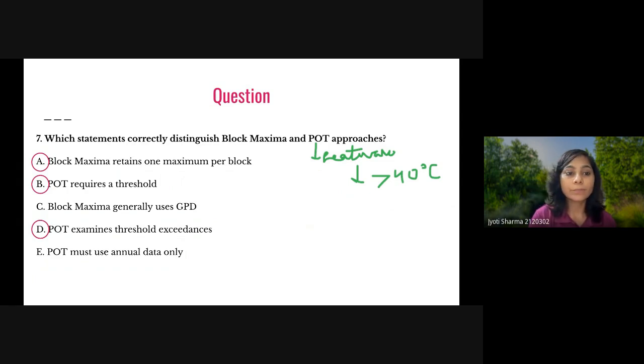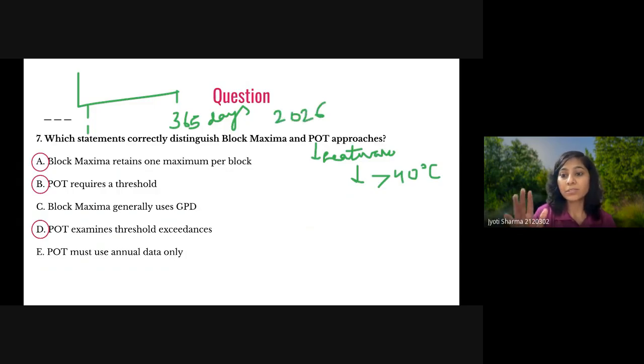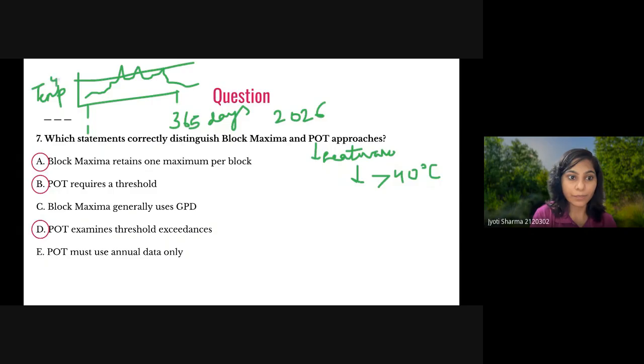So what we are doing is, let's say this is our 1, 2, ... 365 days, and this is for 2026. So in 2026 we have 365 days, and a station is taking the temperature data, and you have values like this and this and this, and then it goes down, and this is your 40 degrees Celsius. So out of these 365 days, let's say on 2 days we are getting a value more than 40 degrees Celsius.